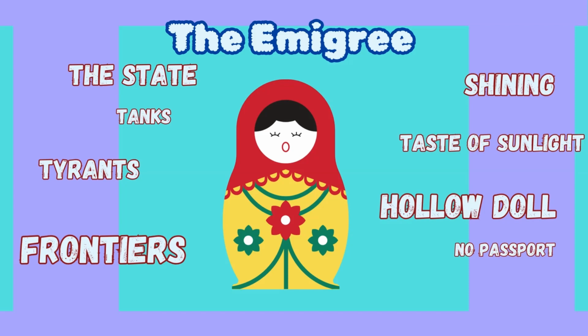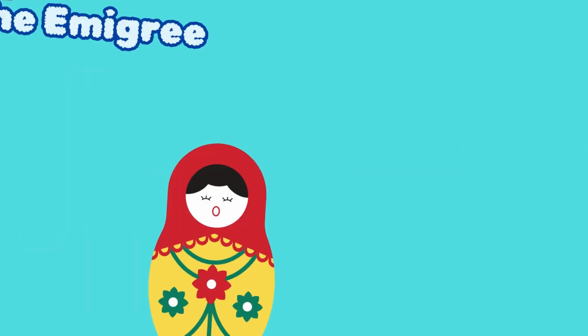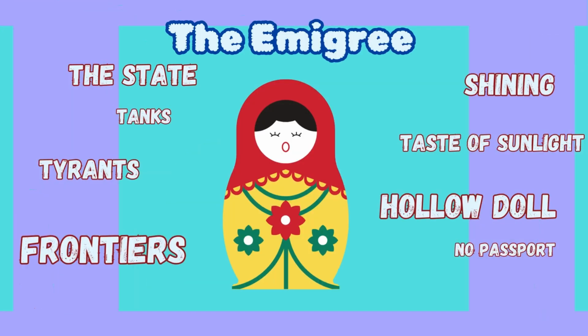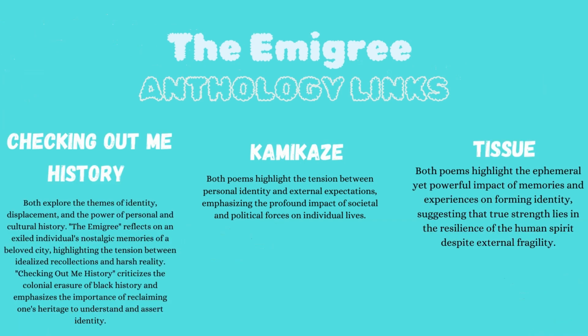Taste of sunlight suggests the émigré country is a comforting and warming place. Hollow doll I have interpreted to be a fragment of her childhood. A passport is required to visit other countries. The Émigrée links to other poems in the anthology, including Kamikaze, Checking Out Me History and Tissue.